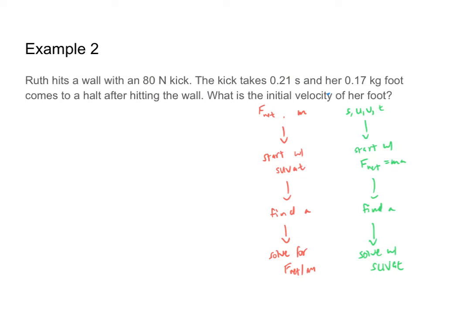So let's go ahead and start with one more example. Ruth hits a wall with an 80 newton kick. The kick takes 0.21 seconds, and her 7.17 kilogram foot comes to a halt after hitting the wall. What is the initial velocity of her foot? So in this question, I am being asked to find u, my initial velocity. So that means I'm going to have to follow my green process. So I'm going to start with F equals ma, find acceleration, and then solve the SUVAT table. So let's go ahead and get started with step 1.